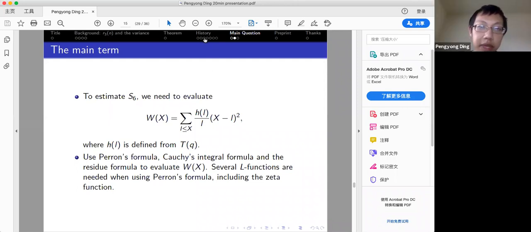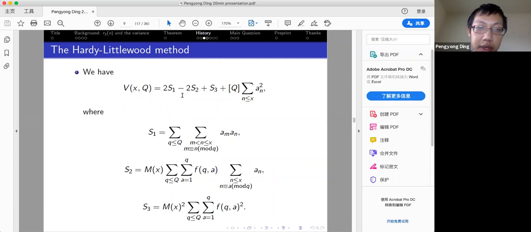Actually, after using the Hardy-Littlewood method on S1, for S2 and S3 I just rewrote them as -2 times S2 minus S3, which is the error term, and there's another S3 as the main term. So you can combine the main term S3 with the main term 2S1. That's how to get the result. Okay, great. Thank you.